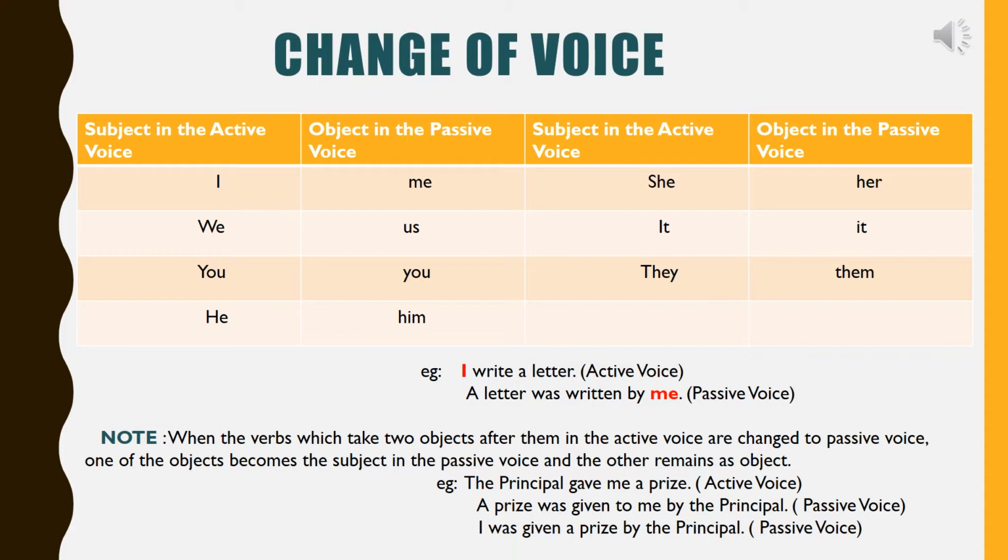Passive voice. Note: when the verb which takes two objects after it in the active voice is changed to passive voice, one of the objects becomes the subject in the passive voice and the other remains as object. For example, the principal gave me a prize. Active voice. A prize was given to me by the principal. Passive voice. And another way is: I was given a prize by the principal. Passive voice. Both are correct.